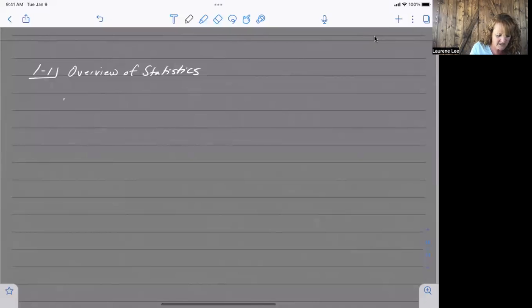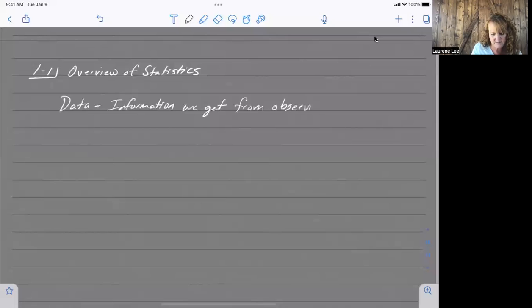First thing we want to define is the word data. Data is all the information we get from observing. But this observing can take a lot of different forms. We could be data collecting. We could actually be handing out a survey. We could be running an experiment. And sometimes it's numbers, sometimes it's not. It's a broad topic to cover, like all of that information that we're gathering in a study.